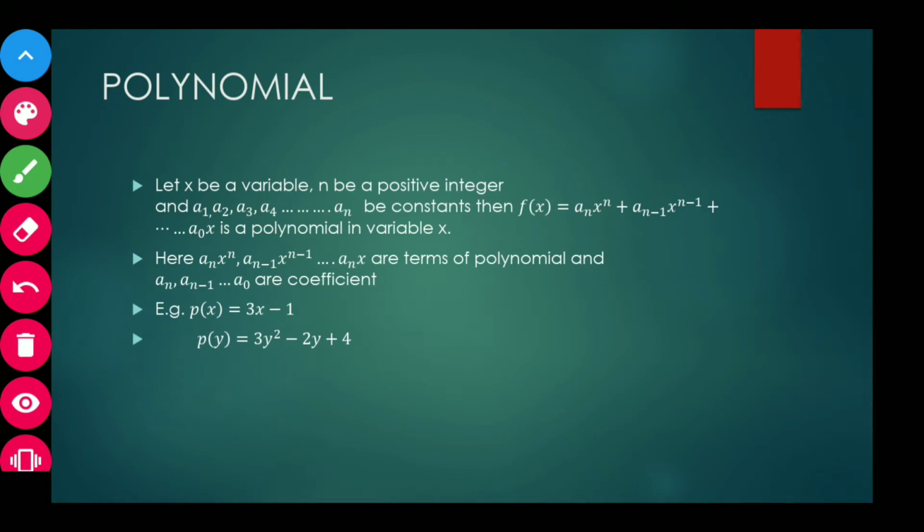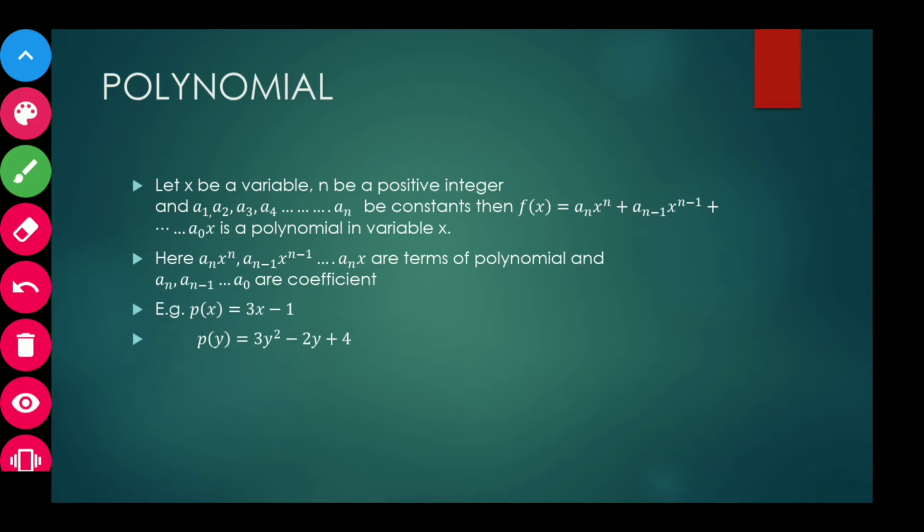Now let's see the definition of polynomial. Let x be a variable, n be a positive integer, and a1, a2, a3, ..., an be constant terms. Then f(x) = an x^n + a(n-1) x^(n-1) + ... + a0 is a polynomial in variable x. Remember, here an x^n and so on are the terms of the polynomial, and a(n-1), ..., a0 are called coefficients. So the combination of terms of the polynomial and coefficients is a polynomial here.